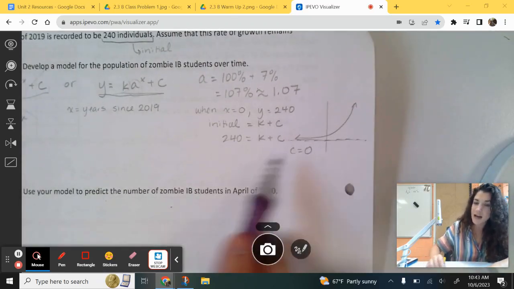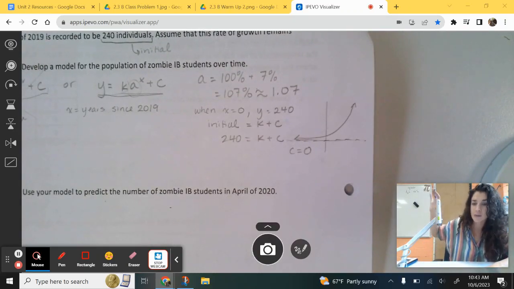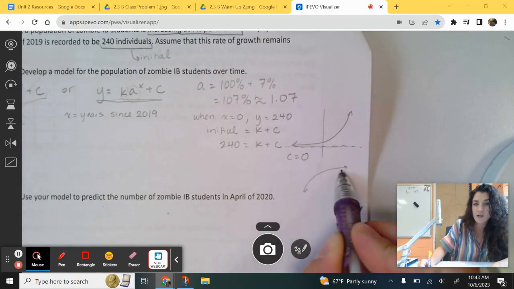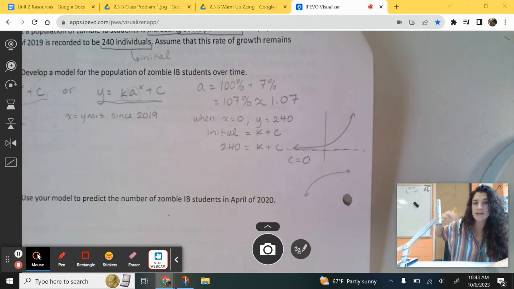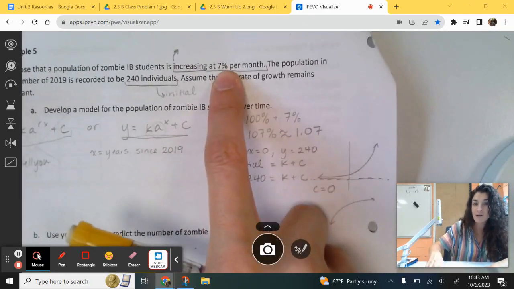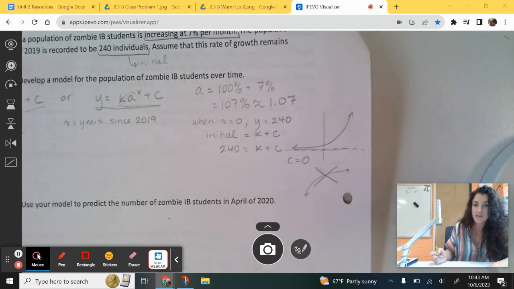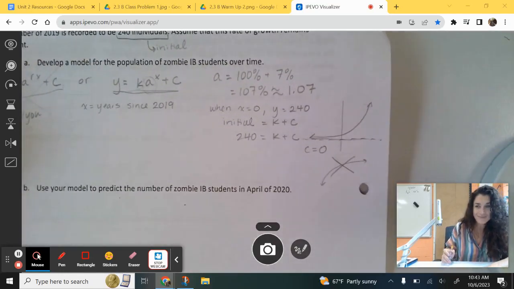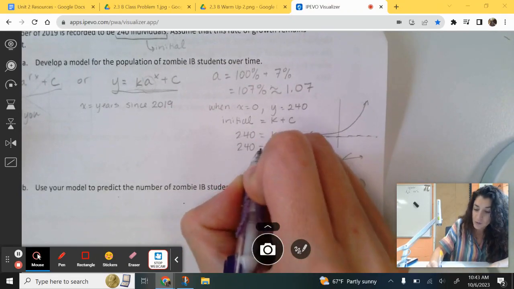But because of how exponential growth looks, that's why we're choosing C to be 0 in this case, because it's growing exponentially. Whereas growing like this would not be what we're talking about, right? If we're talking about population growth or growth of an instance happening where it's rapidly growing, it would look like this. It would not look like that. So that's why we allow C to be equal to 0. Hopefully that makes sense. So since C equals 0, that means that 240 equals K.